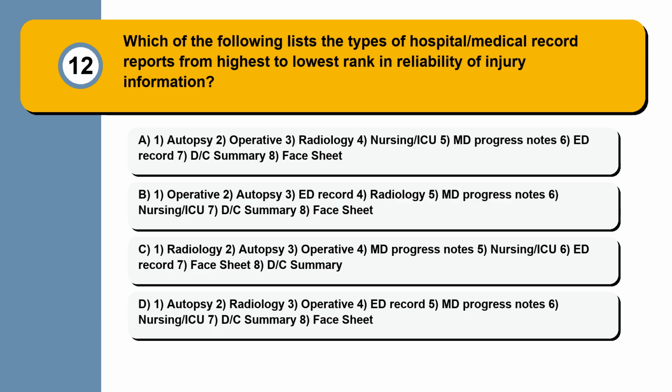1. Radiology 2, autopsy 3, operative 4, MD progress notes 5, nursing/ICU 6, ED record 7, face sheet 8, D/C summary. 1. Autopsy 2, radiology 3, operative 4, ED record 5, MD progress notes 6, nursing/ICU 7, D/C summary 8, face sheet.